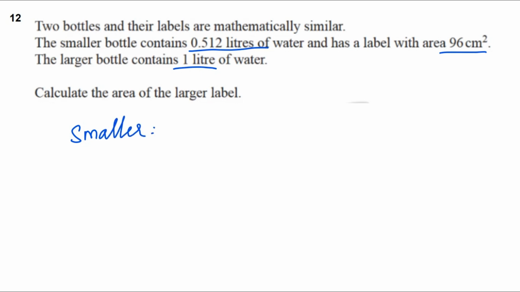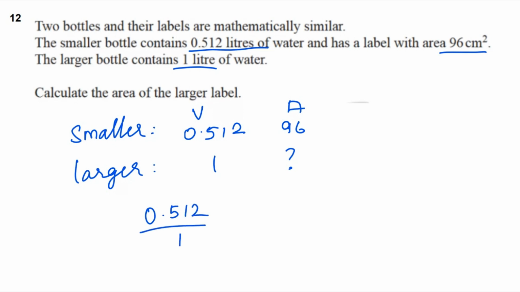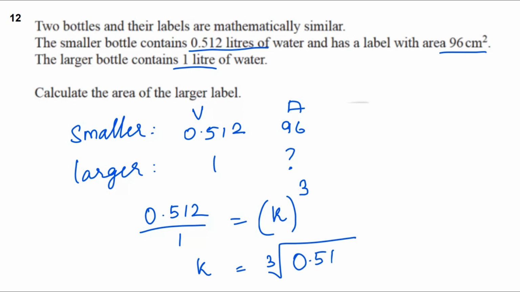For smaller, volume is 0.512 and area is 96, and for larger the volume is given as 1 and we need to find area. So no length is given here, but we know volume. Volume of the first object divided by volume of the second object is nothing but the scaling factor, the whole cube. So let's write 0.512 divided by 1 equal to, I'll use the letter K to represent the scaling factor, whole cube. So what is K? Cube root of 0.512, which is equal to 0.8. So now we know K.